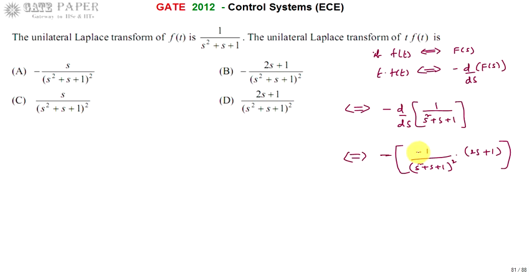So this is minus, and it is minus. Minus into minus becomes plus. So plus 1 into 2s plus 1, that is 2s plus 1 divided by s square plus s plus 1 whole square. And this is the Laplace transform of t into f of t. So t into f of t has a Laplace transform of 2s plus 1 by s square plus s plus 1 whole square. So the right answer for this question is D, 2s plus 1 by s square plus s plus 1 whole square. Thank you.